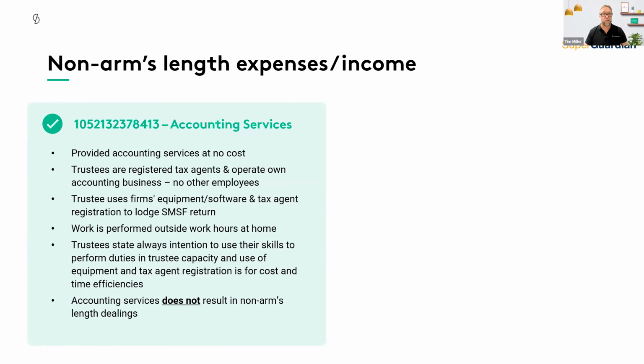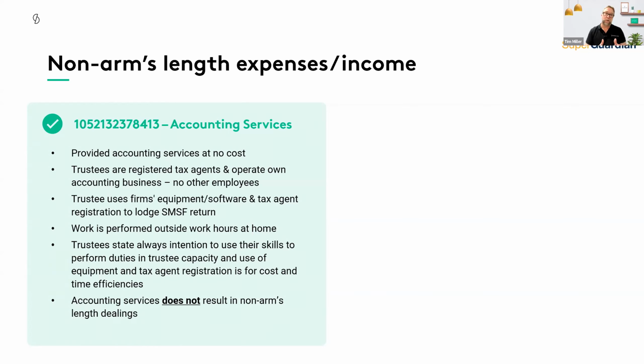The trustees state it was always their intention to use their skills to perform duties in their trustee capacity, and use the equipment and the tax agent registration for cost and time efficiencies. So rather than having to go out and purchase other software licenses and things like that, that's why they've done it through that process. And in this PBR, the tax office came back and said that it does not result in non-arm's length dealings.